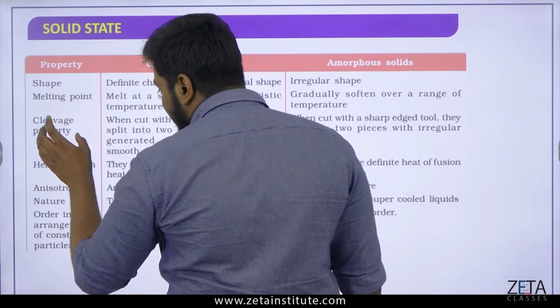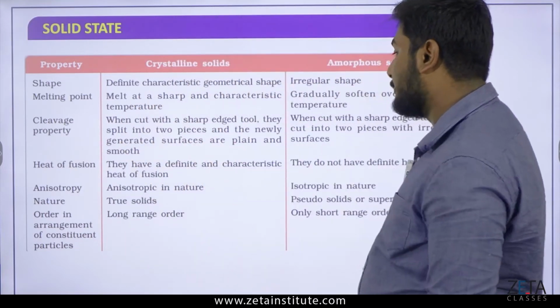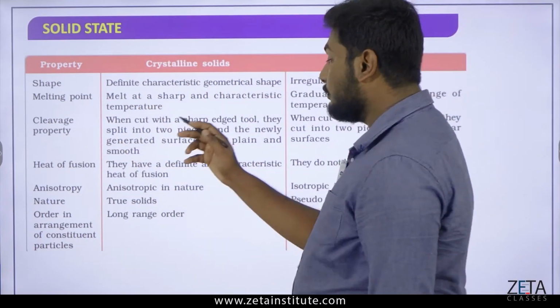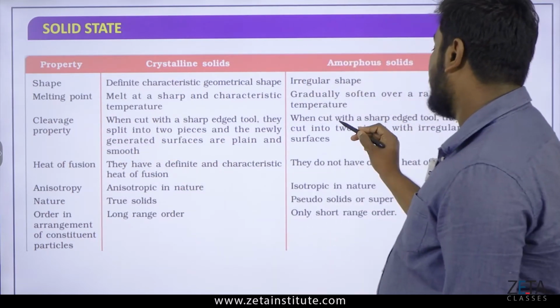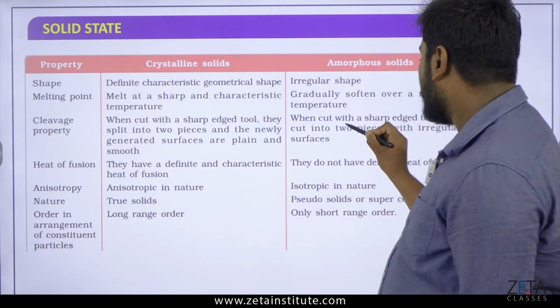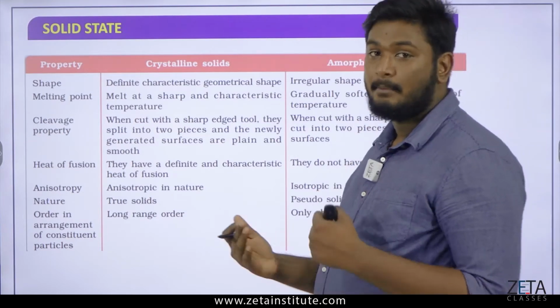Now we can check the cleavage property. When cut with a sharp edge tool, crystalline solids split into two pieces, and the newly generated surfaces are plain and smooth. But amorphous solids, when cut with a sharp edge tool, split into two pieces with irregular surfaces, for example in the case of glass.